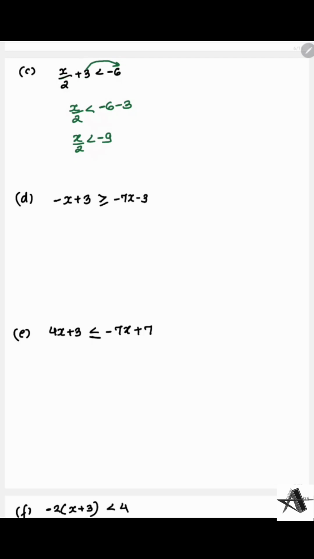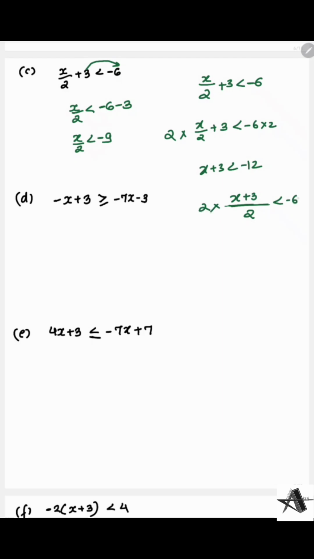If you are multiplying by 2 at the beginning, you are supposed to multiply with every term. This is the most common mistake that I'm discussing right now: x over 2 plus 3 less than negative 6. The student thinks, okay, I need to isolate x and need to multiply by 2, so they do x by 2 plus 3 and multiply by 2 and multiply by 2. So they get x plus 3 less than negative 12. No. If it would be x plus 3 whole over 2 less than negative 6, then multiplying by 2 will definitely work. But here 3 has no denominator. 3 is an individual term.